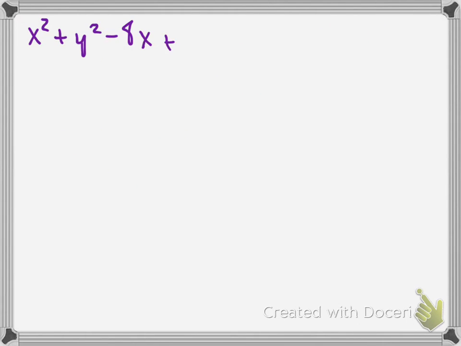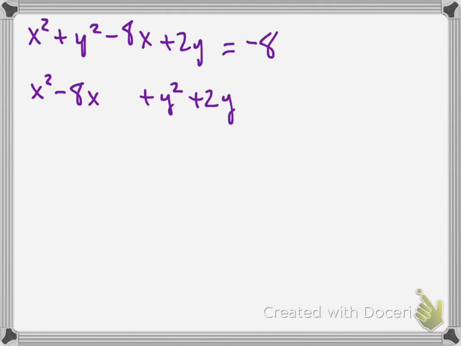What happens if you get something like this? x² + y² = -8x + 2y - 8. I'm going to start by separating the x's and the y's. Notice how I've got x² - 8x with a space, and y² + 2y with a space. I'm going to put a plus after those. You'll always go x squared plus or minus some x, space, plus y squared plus or minus some y.